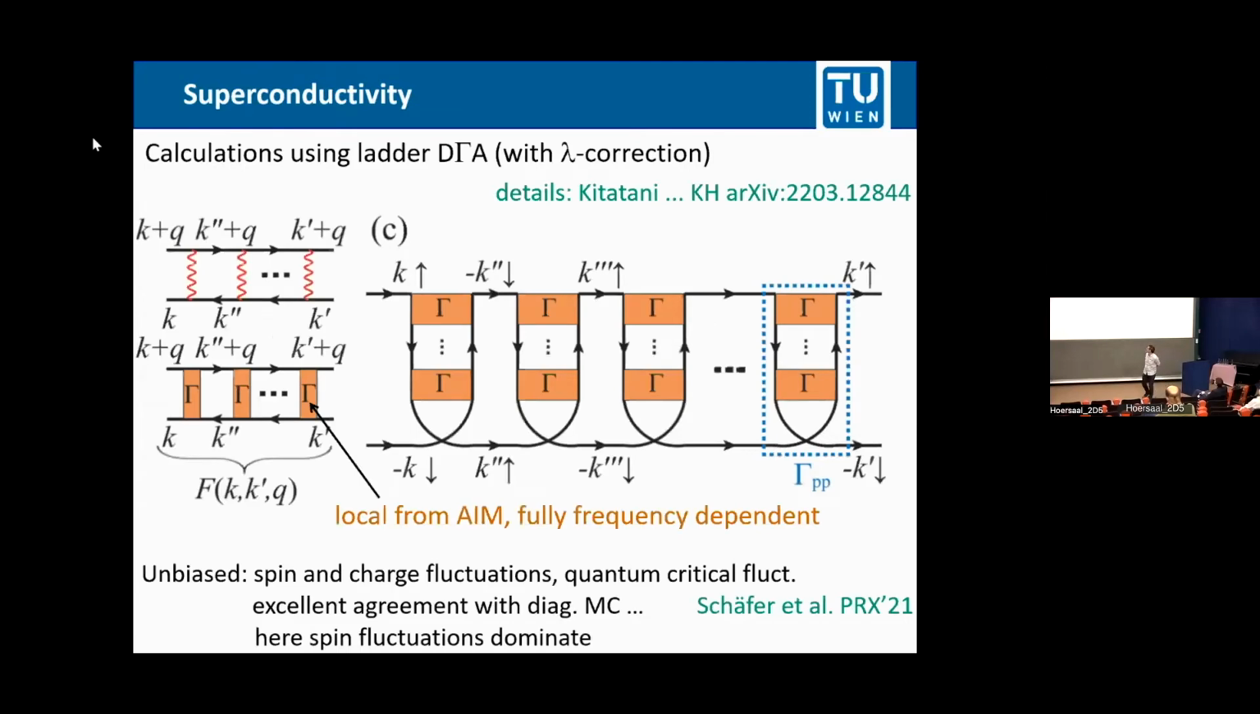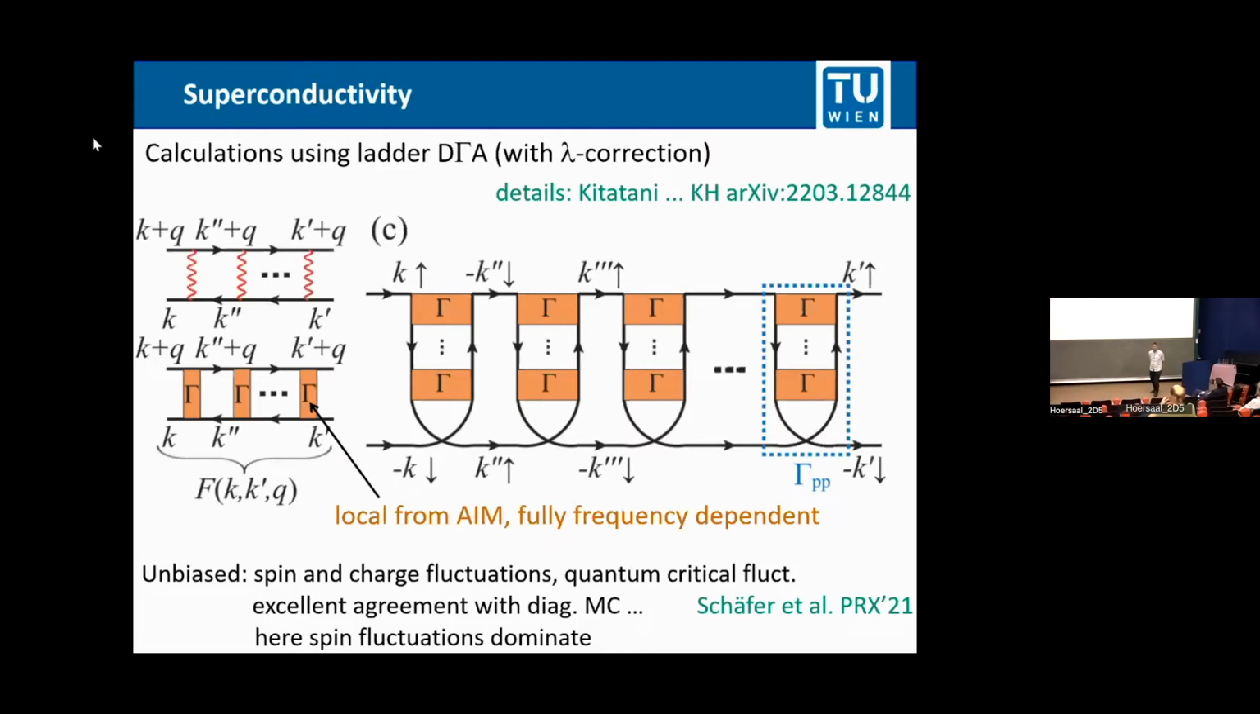Georg Rohringer and Alessandro Toschi already introduced to you the dynamical vertex approximation, DΓA. And we use it here first to calculate spin fluctuations. You can imagine this DΓA as a generalization of dynamical mean field theory, which takes a local self-energy and then calculates a non-local Green function. Here, we take this locality concept to the next level.